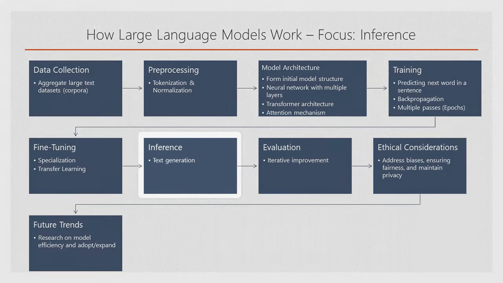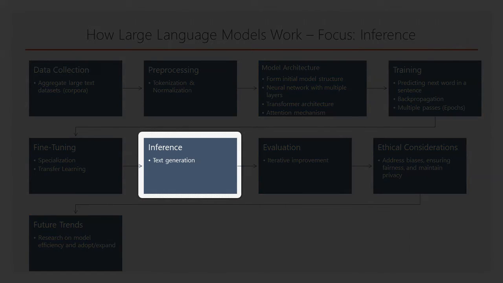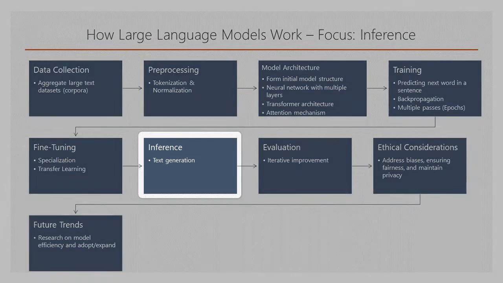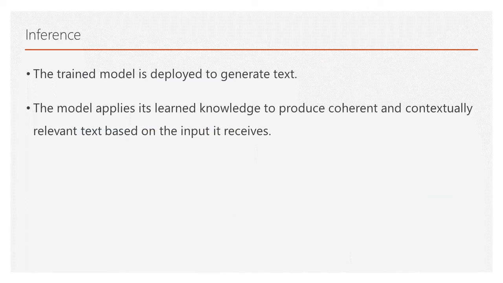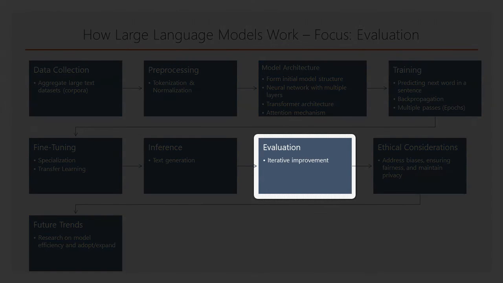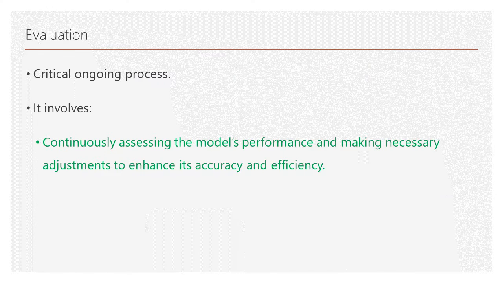Now we move our focus to the sixth step in the process of how LLMs work, that is the inference phase. Inference is the phase where the trained model is deployed to generate text. Here the model applies its learned knowledge to produce coherent and contextually relevant text based on the input it receives. Now that we have discussed the inference phase, let's proceed and talk about the evaluation phase. Evaluation is a critical ongoing process as it involves continuously assessing the model's performance and making necessary adjustments to enhance its accuracy and efficiency.